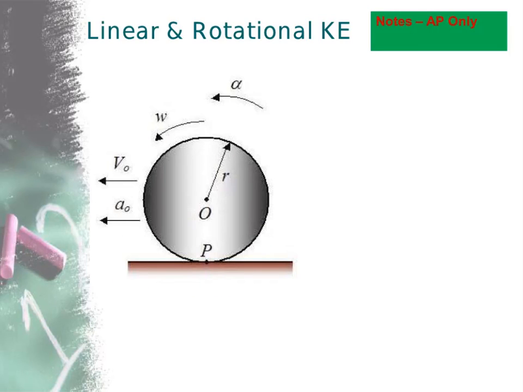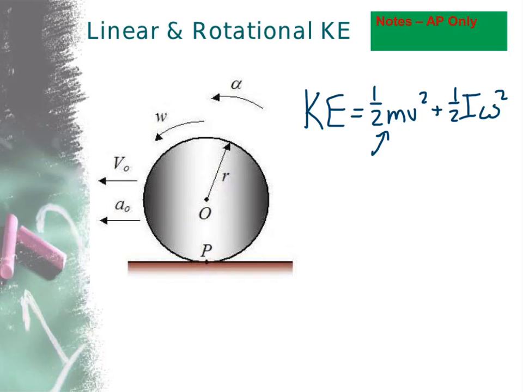And the total kinetic energy of this system, of this rolling cylinder, is 1/2 times its mass times its velocity squared, plus 1/2 times its moment of inertia times omega squared. 1/2 mv squared, that is what we call its translational kinetic energy. And translational is a fancy word for along a line or linear. And its rotational kinetic energy is 1/2 I omega squared.